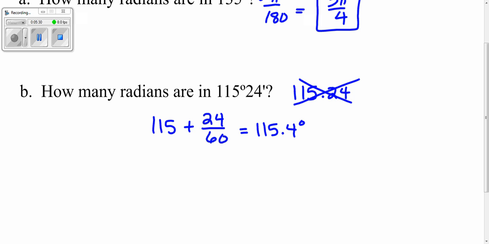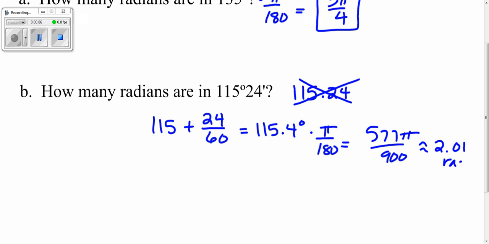This time I have it in degrees and I want to get it into radians. So again, I will multiply by pi over 180. You can reduce that 115.4 over 180 and just leave it as a fraction, which would end up being 577 pi over 900. Or you can multiply it all out and get a decimal, which is about 2.01 radians.